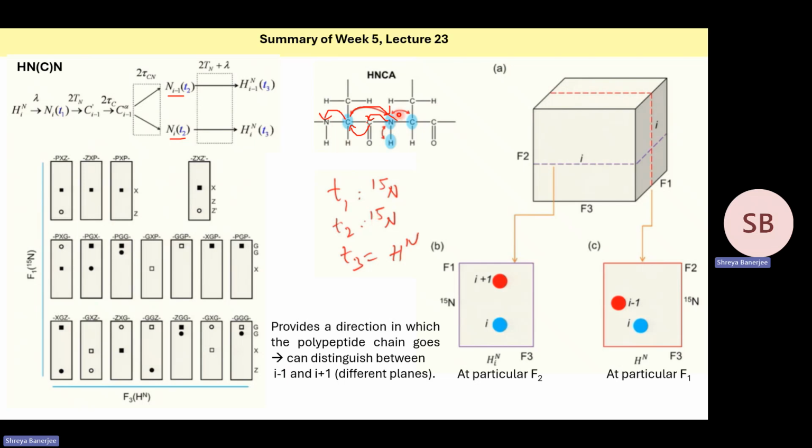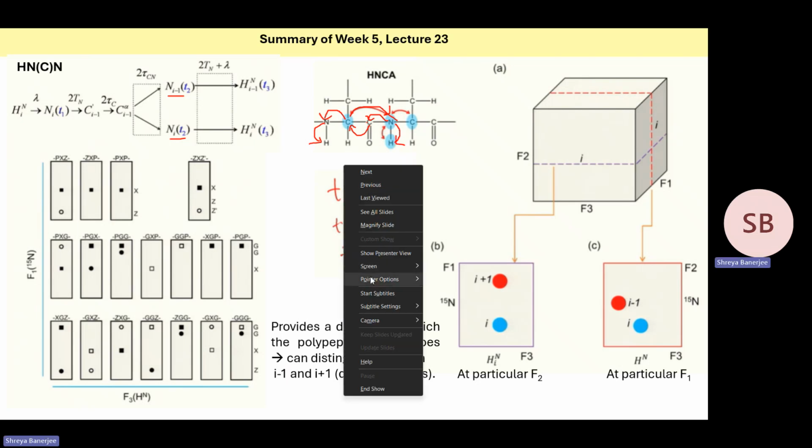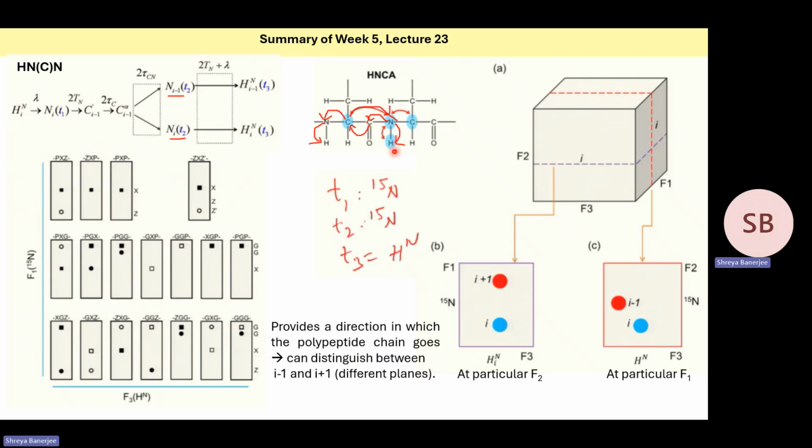And from that corresponding amide N, you can go to the corresponding amide hydrogens. So you can come here and you can come here. You can come to the amide hydrogens of the I-1 and I residue, and that is where the FID is collected. And so that's your final time axis, or T3, which is the amide hydrogen. So this is another kind of HNN spectra, but here you're using the carbonyl as a kind of mediator.